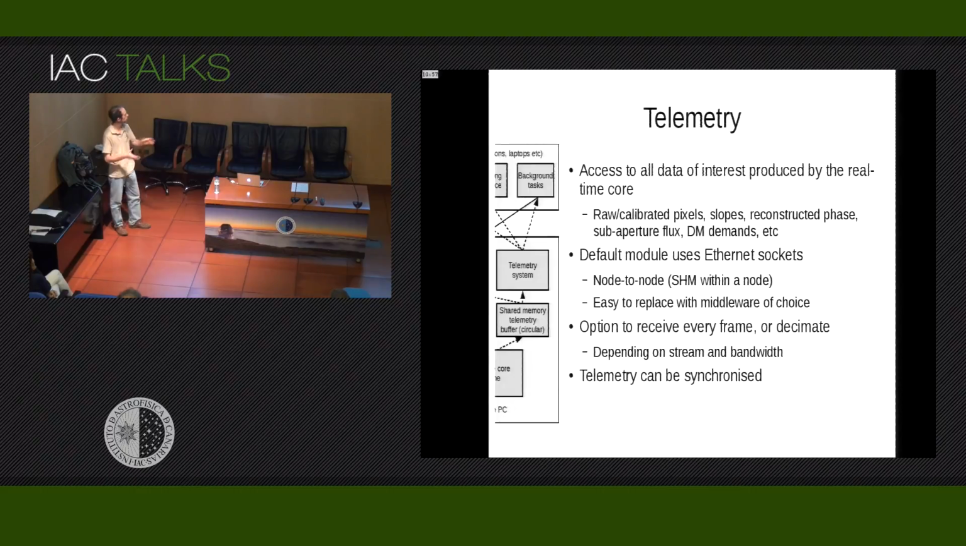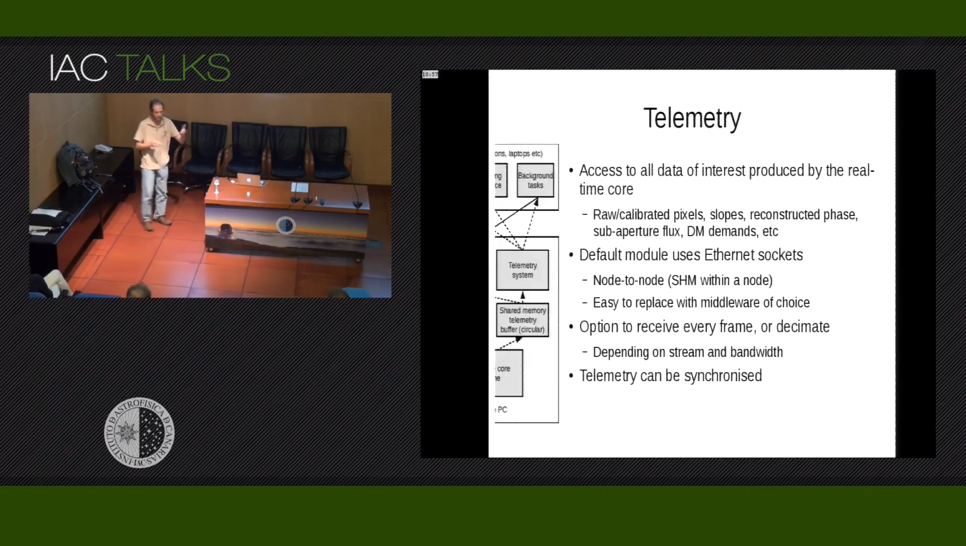So this data is of interest, and you want to send it out to the clients. It can be spread all around the telescope, possibly all around the world. So the default module that we have for telemetry is Ethernet sockets. It's designed to be simple, easy to use, reliable. Just node to node, send data from one node to another. Within a node, you can use shared memory. So we only send data once to each node, and any clients on that node access it from shared memory. Of course, again, it's modular. This telemetry system is easy to replace with a middleware of your choice.